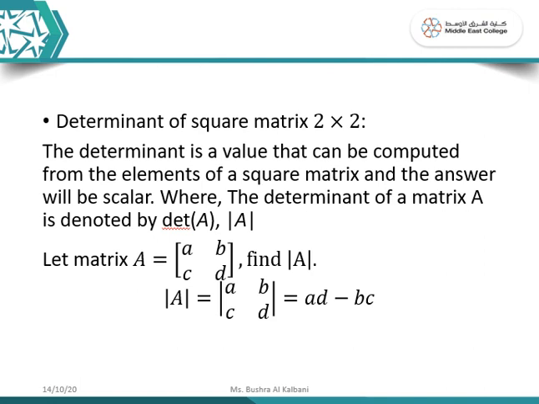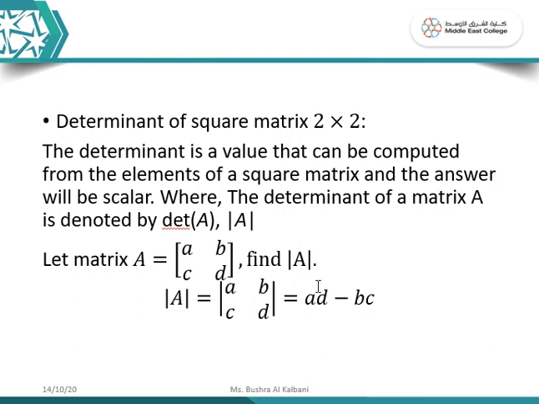Okay, this is the practice of the matrix. And here also, if you want to find the determinant, it is denoted by a line like this, or the absolute of A. If you want to find the determinant, you use cross multiplication, and between them is negative: A times D minus B times C.